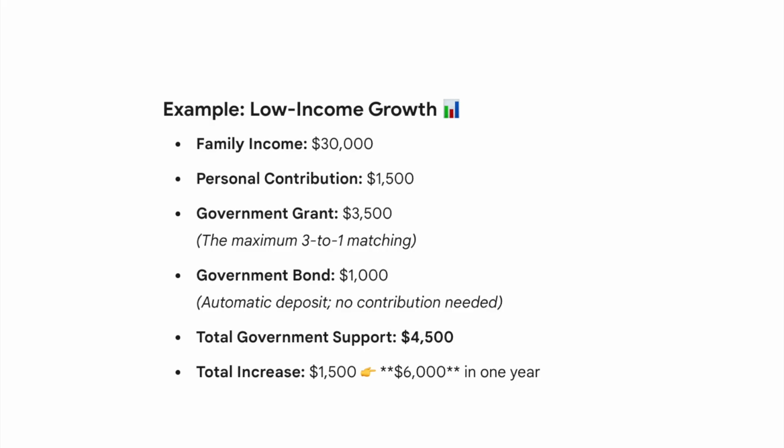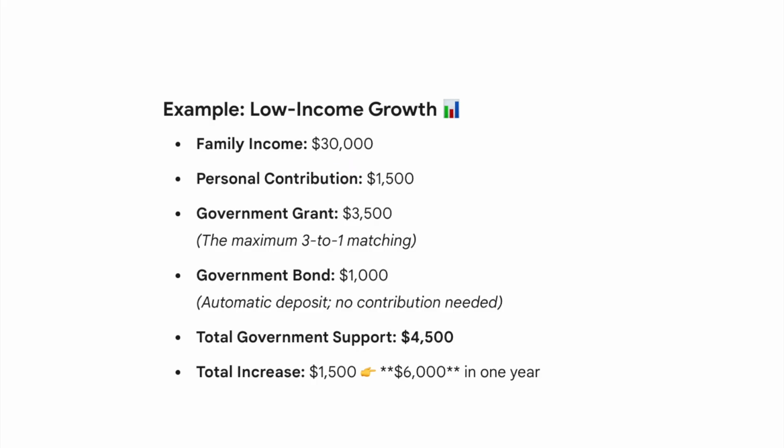To make this more concrete, let's look at how the RDSP grants and bonds work at different income levels. First, consider a lower income situation. Imagine the beneficiary's adjusted family net income is about $30,000 a year.